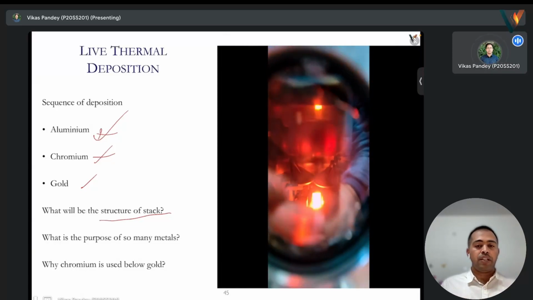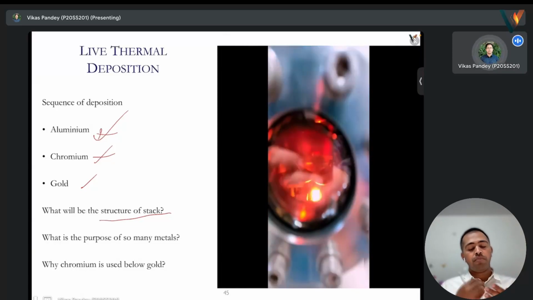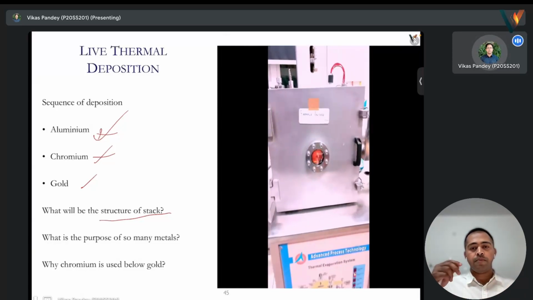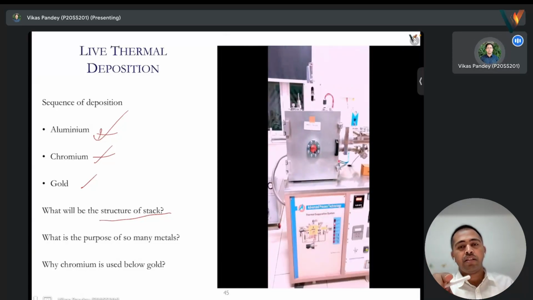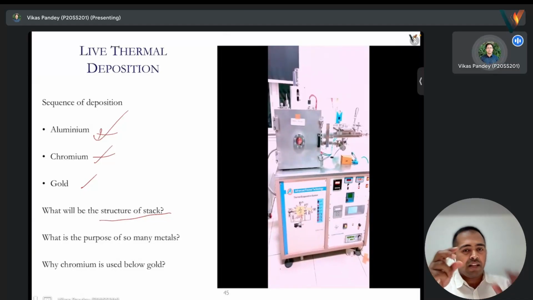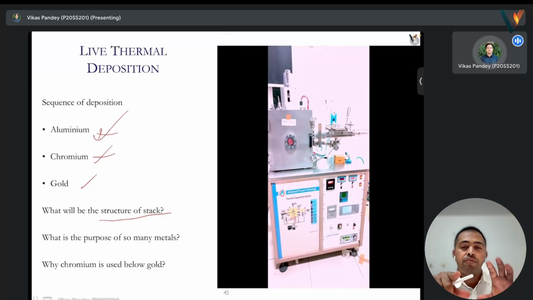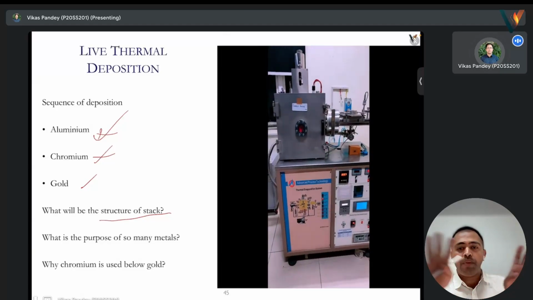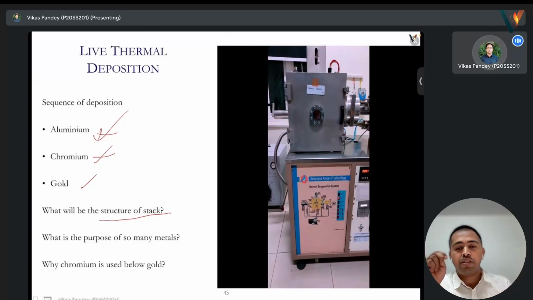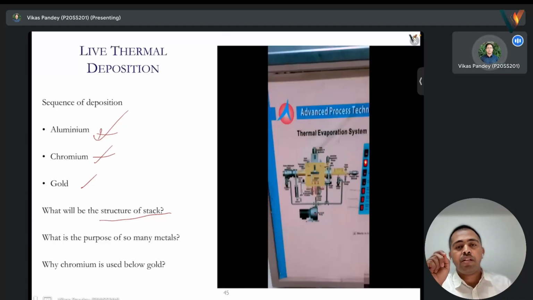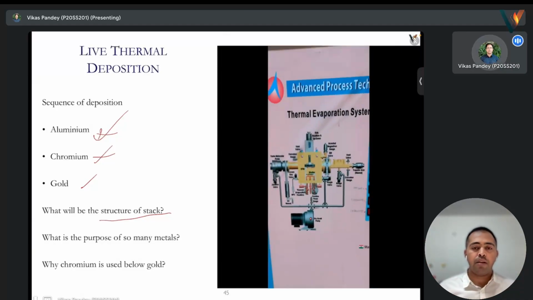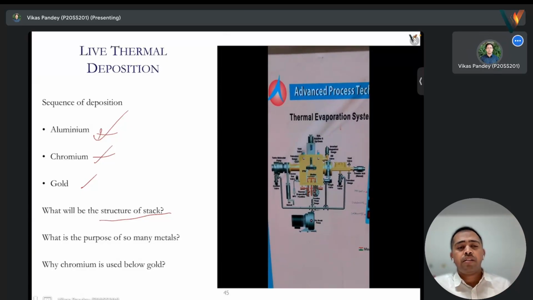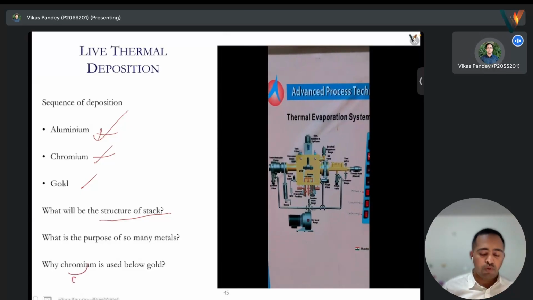Okay. So in this case, we are using some other material. You see that the whole thing was happening inside that, and when no deposition was happening, you see that opening was black, nothing was visible. Only when deposition is happening are we able to see the structure. Okay. Chromium is generally used below gold.